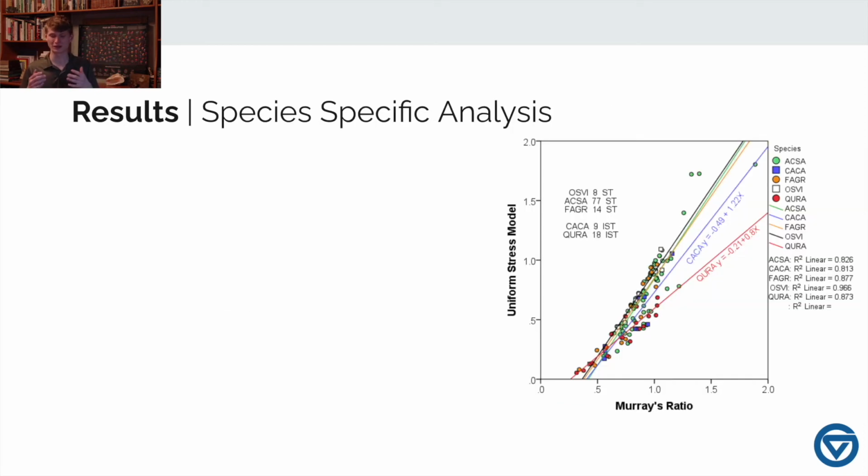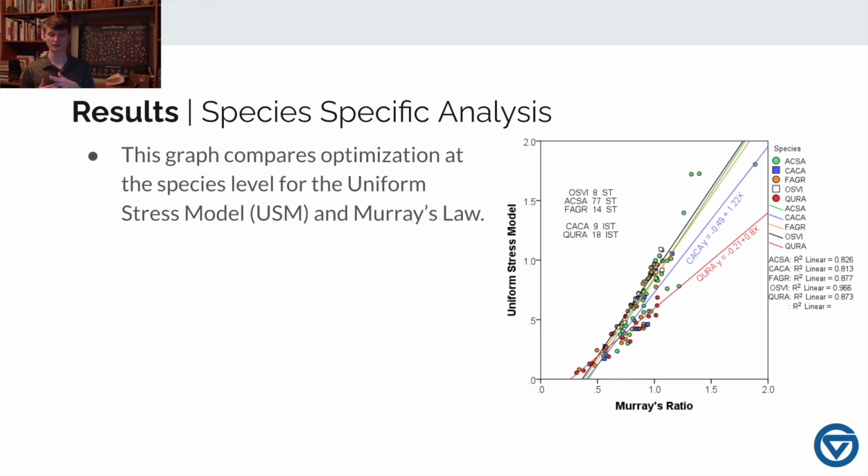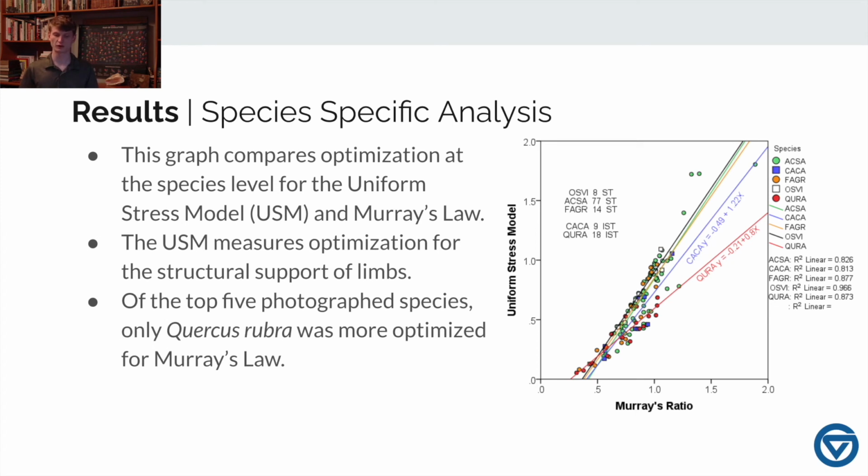And so I'll bring it a little bit more concrete again and talk about some species-specific analysis from the plot. This graph right here is a comparison of the uniform stress model, which is another mathematical model that we can put the ratio of mothers to daughters into, but it is actually looking at the optimization for the structural support of the tree, or of the limbs, and it's compared against Murray's ratio, or Murray's law, either way, which I've already talked about, hydraulic efficiency. And it's looking at the top 5 photographed species in our plot. And say on this chart, each one of those colored lines is an individual species, and all the individual points are individuals in the plot.